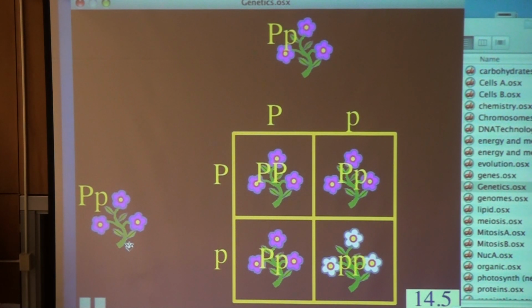All right, and as I mentioned, this week in laboratory, you're going to be doing some worksheets, and so you'll get a chance to work lots and lots and lots of these Punnett squares.